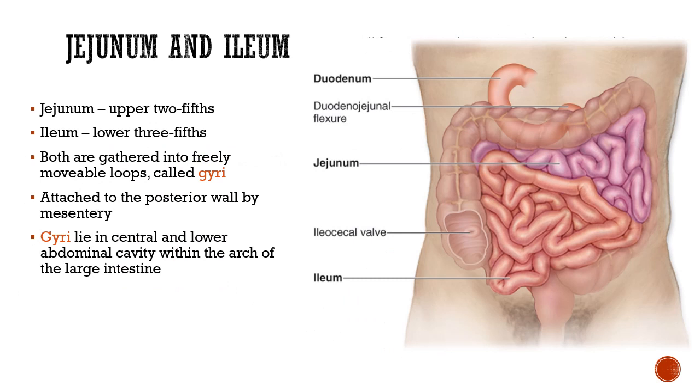The jejunum forms the upper 2/5 of the small intestine. It's shown here in purple. And the ileum is the lower 3/5 of the small intestine. Both are gathered into freely movable loops called gyri. They're attached to the posterior wall by the mesentery. The gyri lie in the central and lower abdominal cavity within the arch of the large intestine.